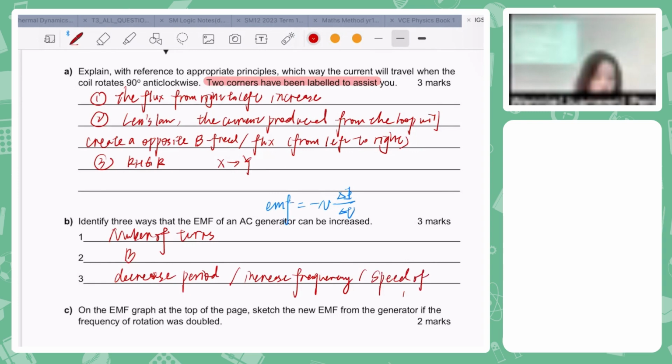But those three, they're only being counted from one box because they can't say the same thing. So you might want to tell them what the actual two methods are. Alright, and then question C, on the EMF graph, try to draw the new EMF if my frequency is doubled.